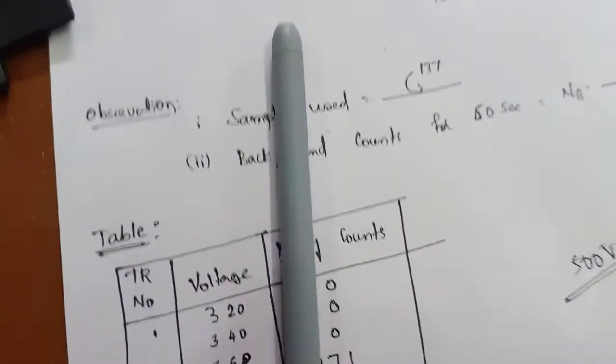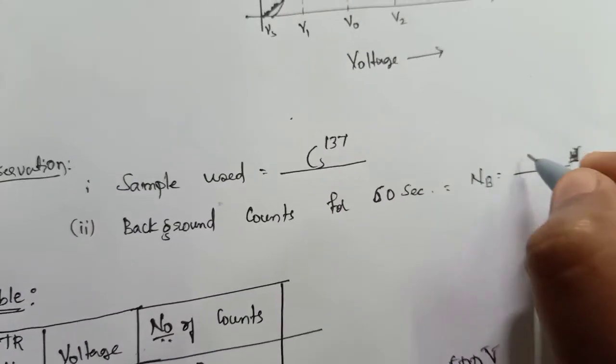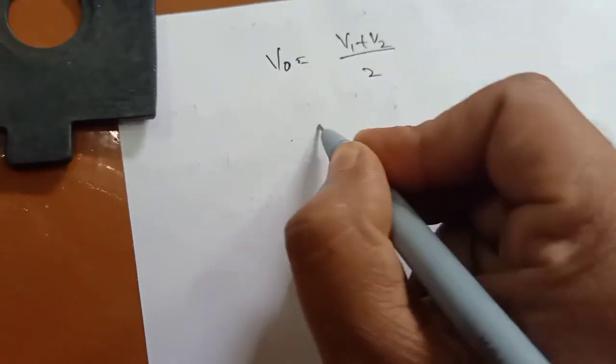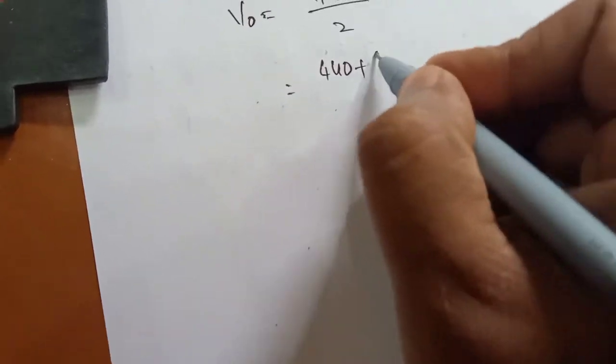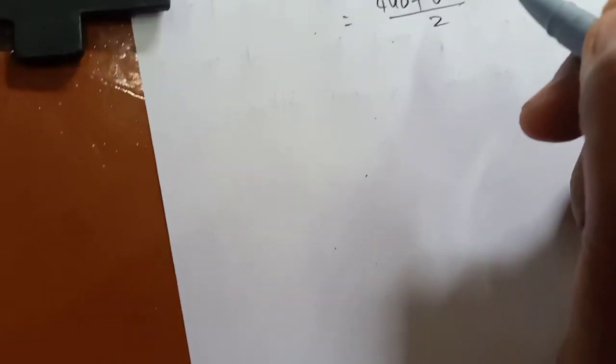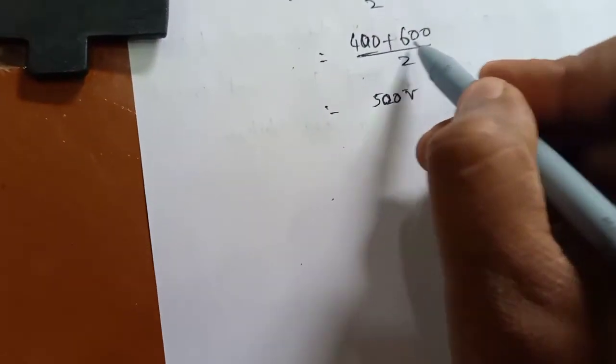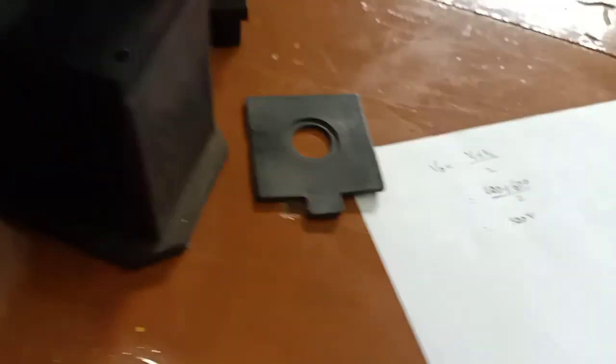Then note down NB is equal to 75. By calculation, the operating voltage V0 is equal to V1 plus V2 divided by 2. Here V1 is 440 volts plus 600 volts, divided by 2. Adding these and dividing by 2 gives around 520 volts, roughly 500. This is the starting voltage, this is the end voltage, and this is all about the experiment.